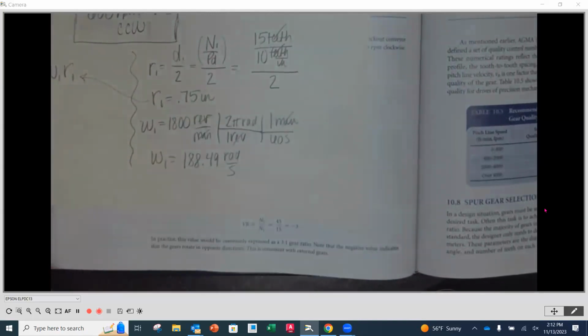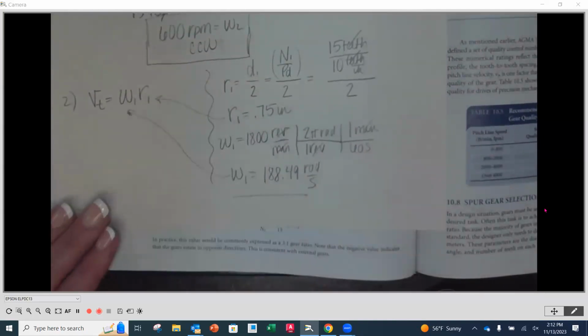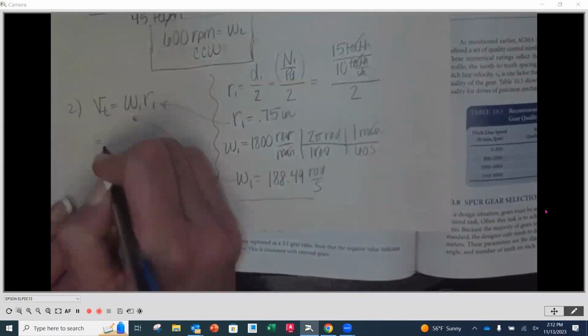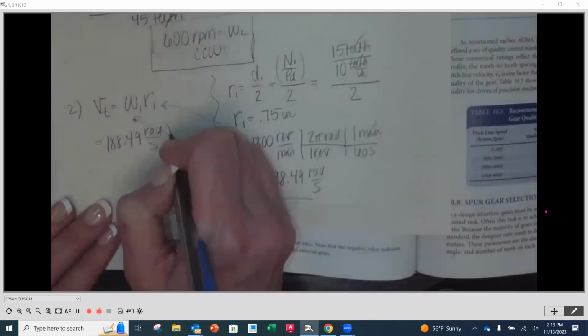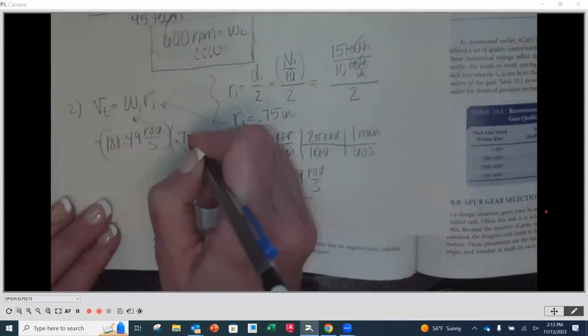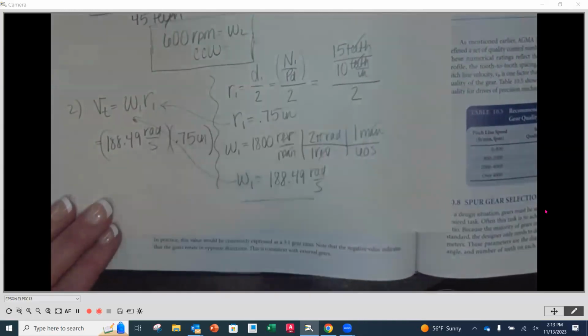I only did it once. Did anybody else get 188.49? Great. Now this is the number that's going to go up here. So this is going to be 188.49 radians per second times 0.75 inches.